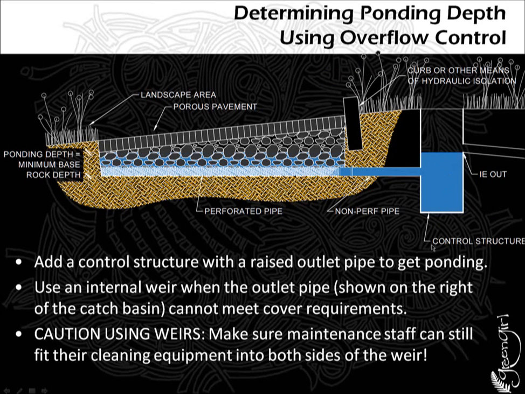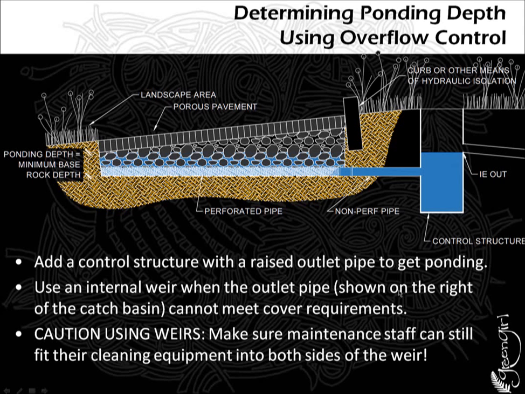And if I used a weir, then I definitely want to make sure that my maintenance staff can still fit their cleaning equipment into both sides of the weir. So that control structure might have to be oversized for them to be able to clean it out. It's really important that you talk to your maintenance folks, because if they can't get their cleaning equipment down there and someone has asked them to clean it, then they may decide to just take that weir out because they don't know what it does and it's in their way. So communication with your maintenance staff at very early planning stages of a porous pavement is really important.